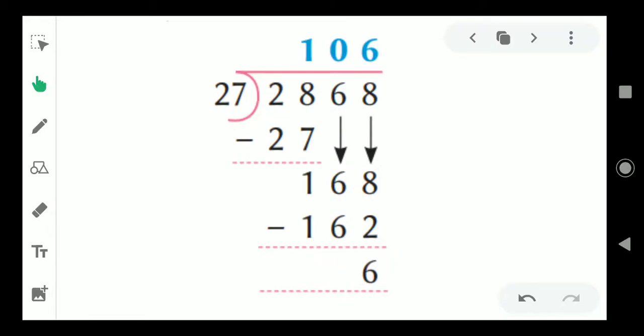After that, subtract. 8 minus 2 is 6. 6 minus 6 is 0. 1 minus 1 is 0. So the quotient is 106. Remainder is 6. Divisor 27. Dividend 2868.